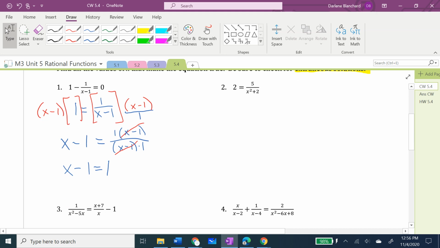So now I've gotten to the point where I don't have denominators anymore. And that's where you're going to solve this like you would any polynomial equation. I'm going to add 1 to both sides. And that gives me x equals 2. That is a solution as long as it does not make an original denominator equal to 0. The only denominator is x minus 1. It doesn't do that, so that is my answer.